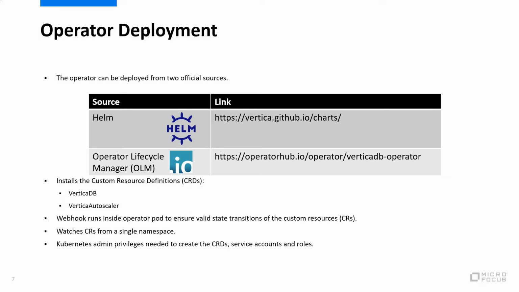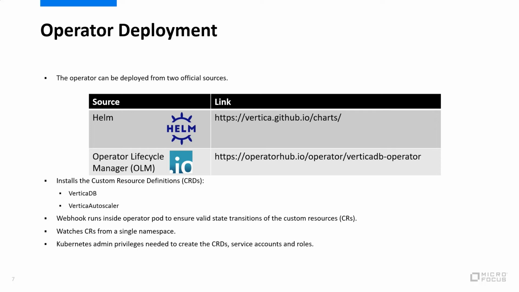When we deploy the operator, we install the custom resource definitions so that you can start creating your own custom resources. We currently offer two. VerticaDB manages the state of the cluster, and VerticaAutoscaler manages how the horizontal pod autoscaler will integrate with Vertica. I'll go over the details of both of them in a bit.